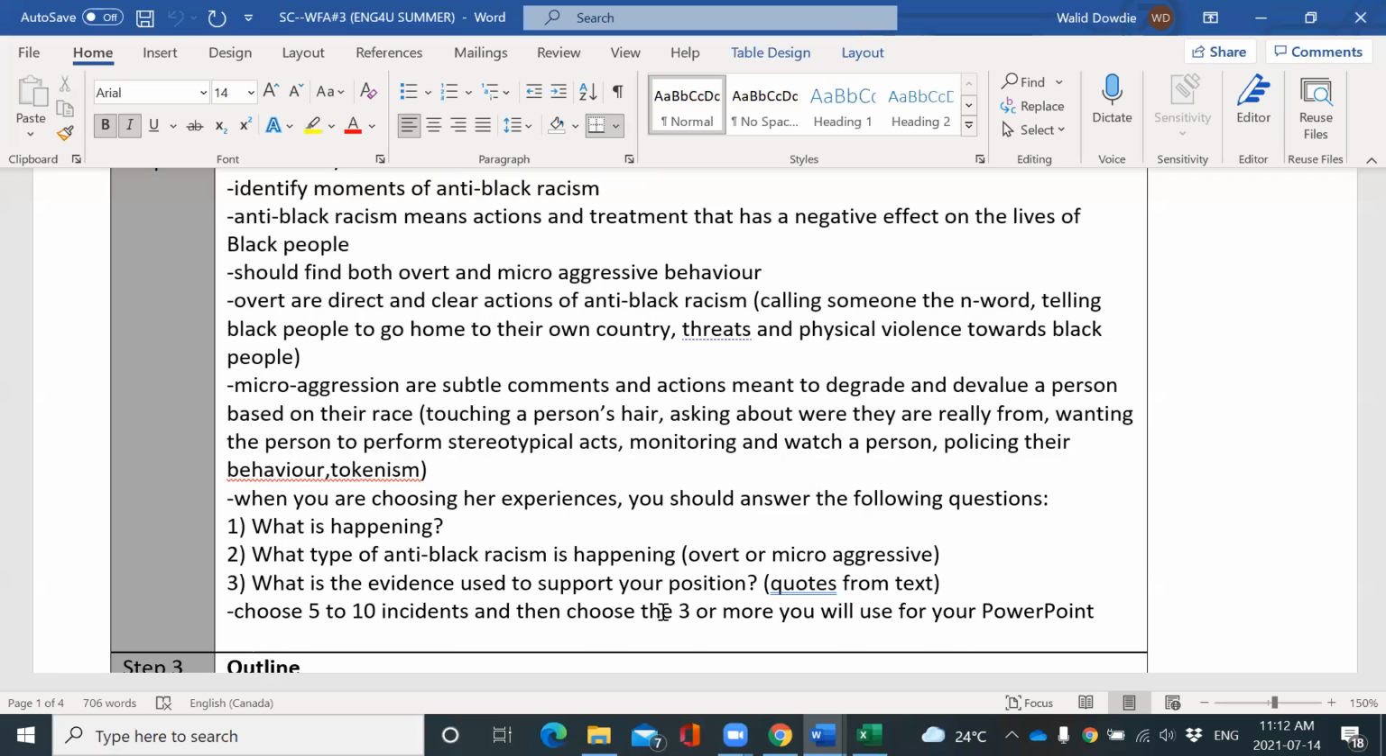Quotes from the text, and then choose 5 to 10 incidents, and then choose 3 or more to use in your PowerPoint. So the idea is that you're going to talk about a bunch of instances, you're going to look at them all, but then the 3 that you use are the ones that have the most information or make the best argument. You choose those 3.